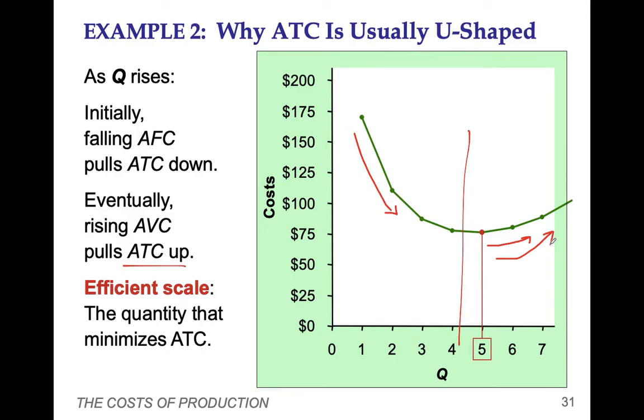We call this efficient scale, which is the quantity that minimizes the average total cost. Here the average total cost curve has its minimum when the production level is 5. At 5 units, the firm is producing at its lowest average total cost.